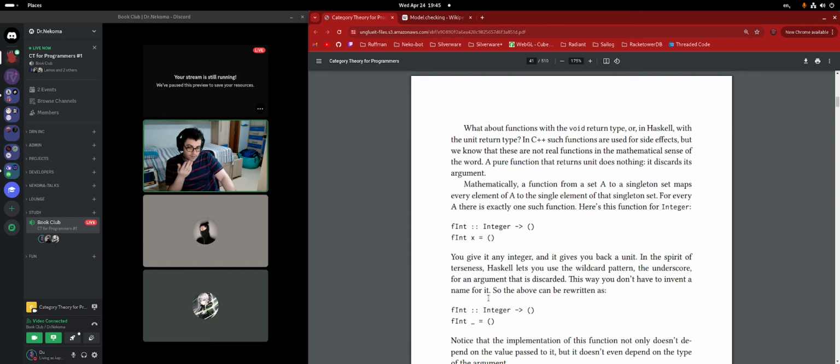Okay, so now he's explaining that if you have functions that return unit, those functions are meant to be used to do side effects, and they are procedures, not real functions in a mathematical sense. A pure function that returns unit does nothing. It discards its input. Makes sense?